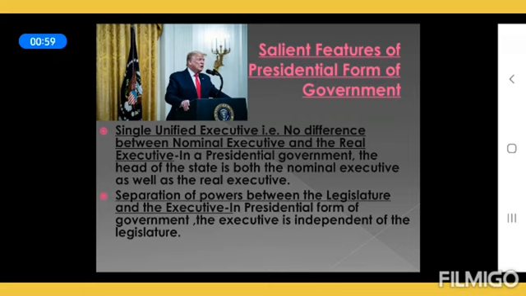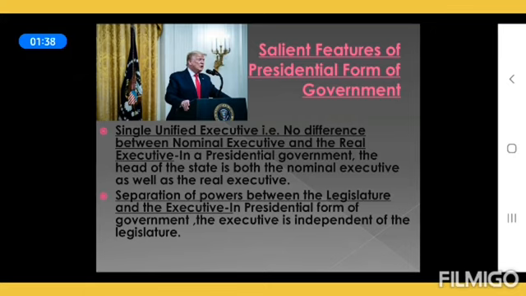As the chief executive head of the government, in the presidential form the office of the president is the most powerful office, whereas in the parliamentary form the office of the prime minister is the most powerful office. In the parliamentary form of government, who holds the strong position? The prime minister. In the presidential system, who holds the strong position? The President holds a strong position, and his office is one of the most powerful offices. That is why he is known as the head of the state as well as the head of the government.